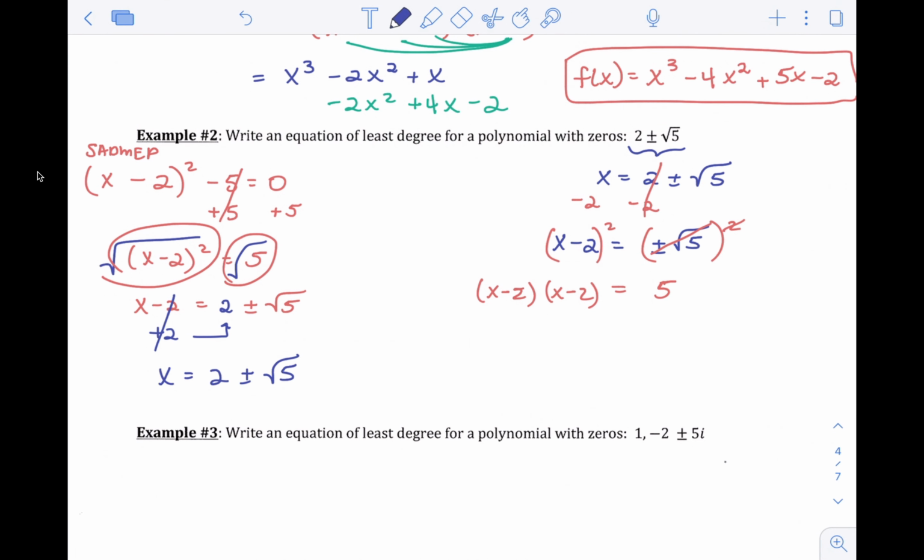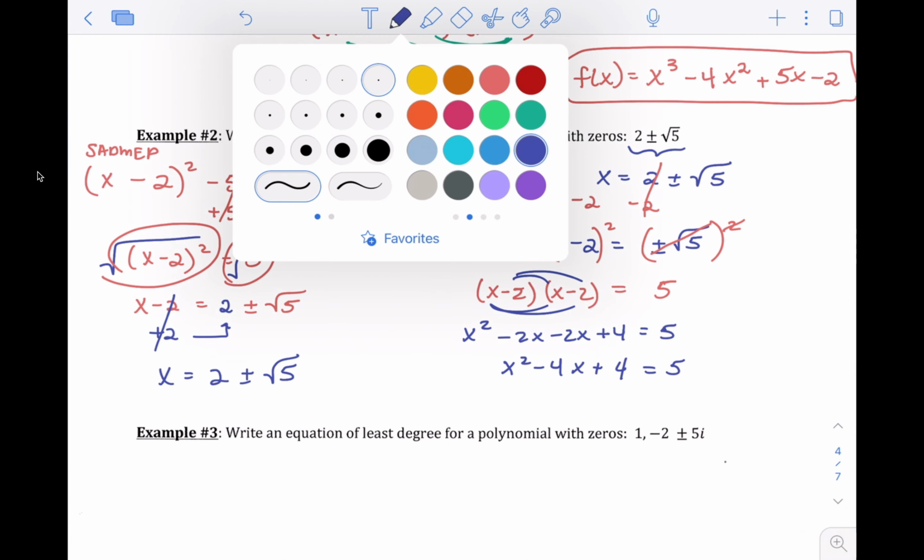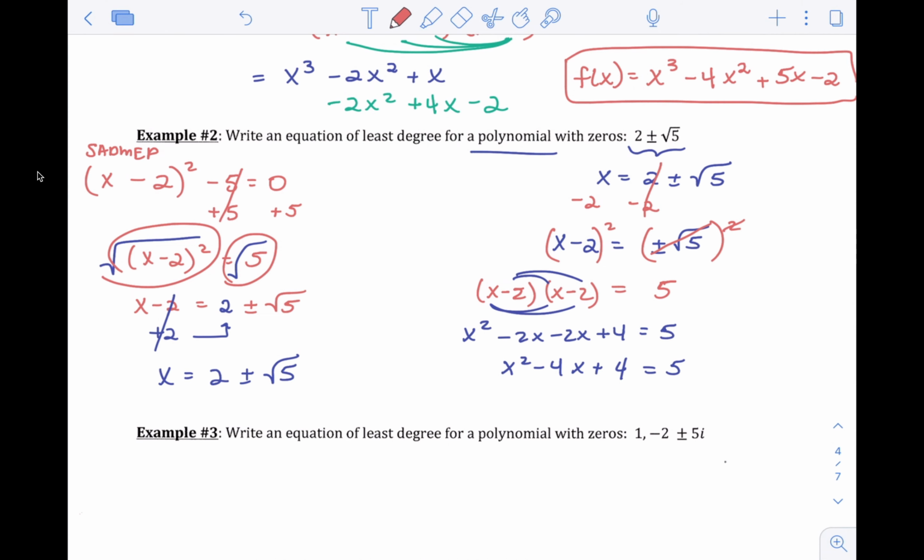So you've got something that's actually of worth, in this case, a polynomial. We need to have it FOILed out. So on the left-hand side, we have x squared, minus 2x and minus 2x makes minus 4x, and then of course, plus 4. So the last step would be to get 0 back on one side. So you can get everything together, so there's your polynomial.